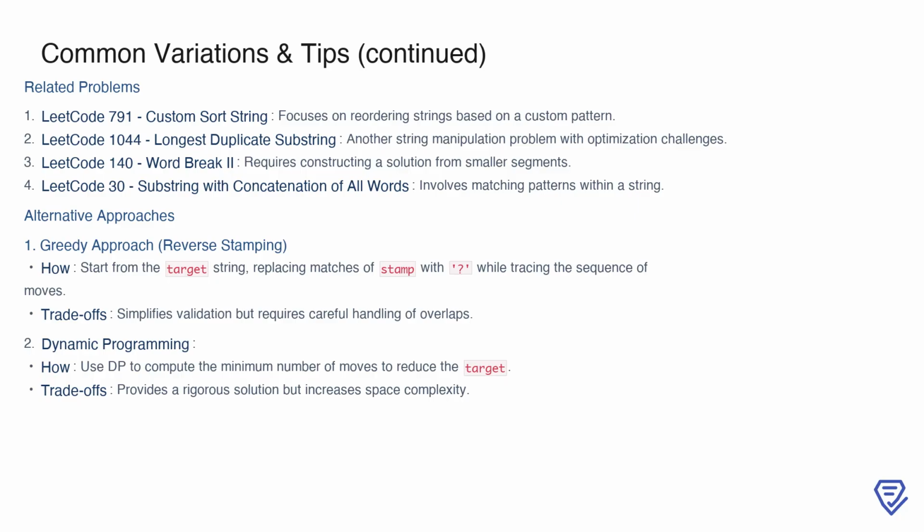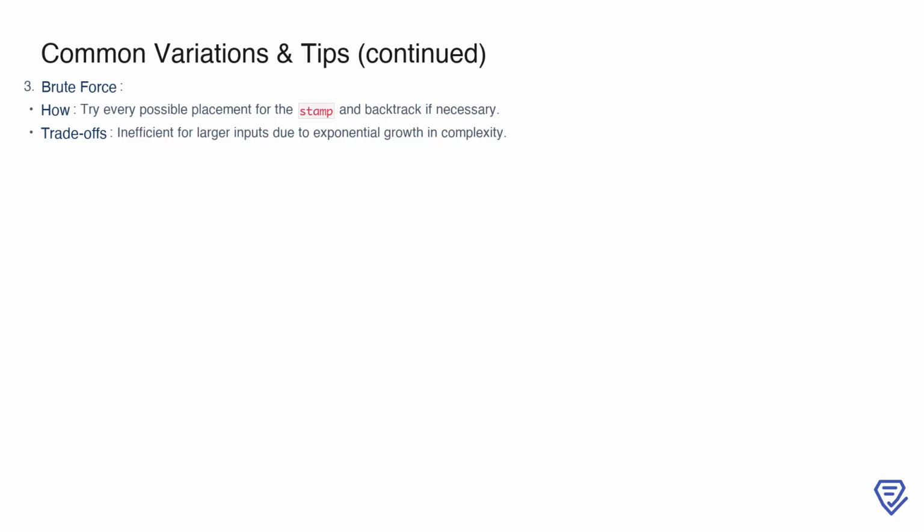Finally, a brute force approach can be used as a fallback, but it comes with significant limitations. In this method, you try every possible placement for the stamp and backtrack if necessary. While it's a straightforward way to explore the problem, it quickly becomes inefficient for larger inputs due to the exponential growth in complexity. This makes it unsuitable for cases with long target strings or numerous stamp placements.